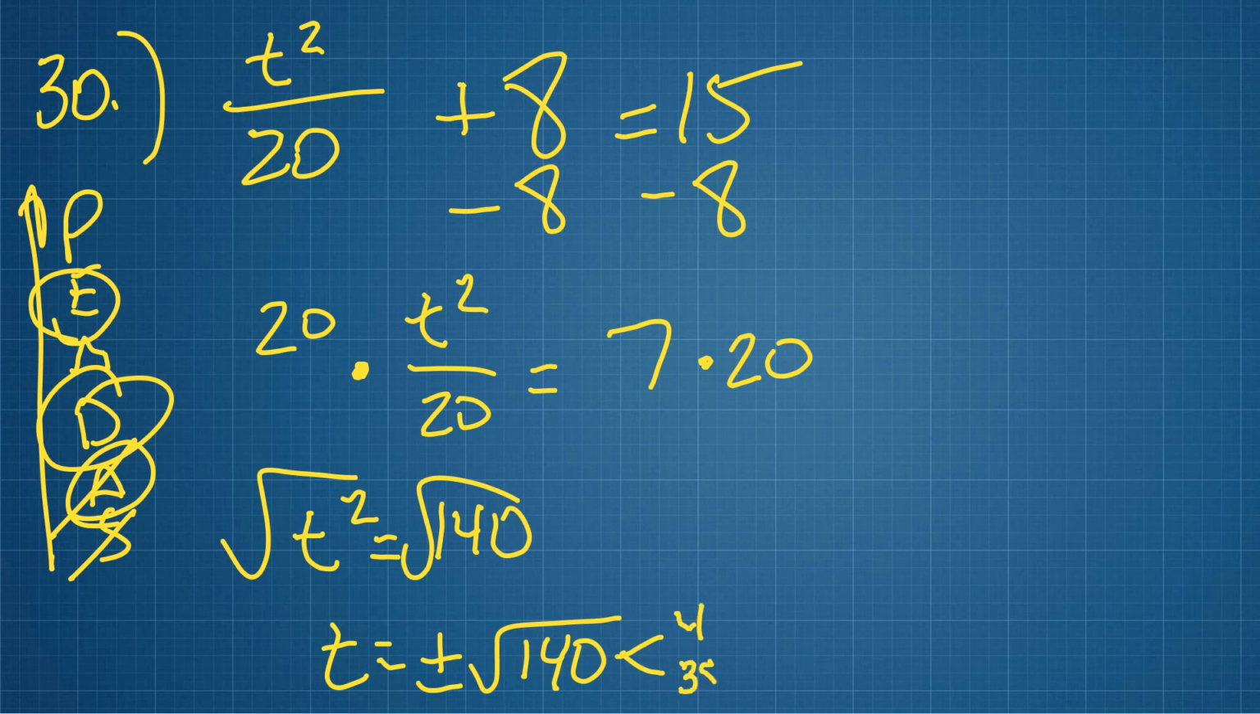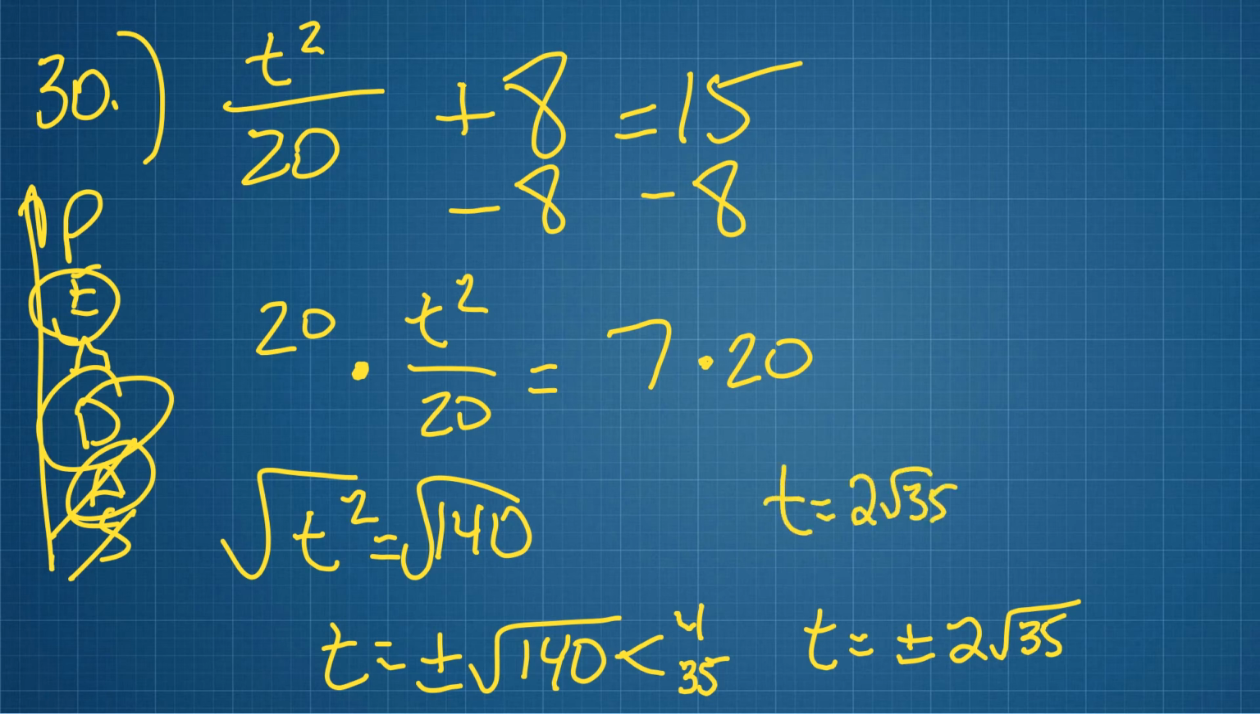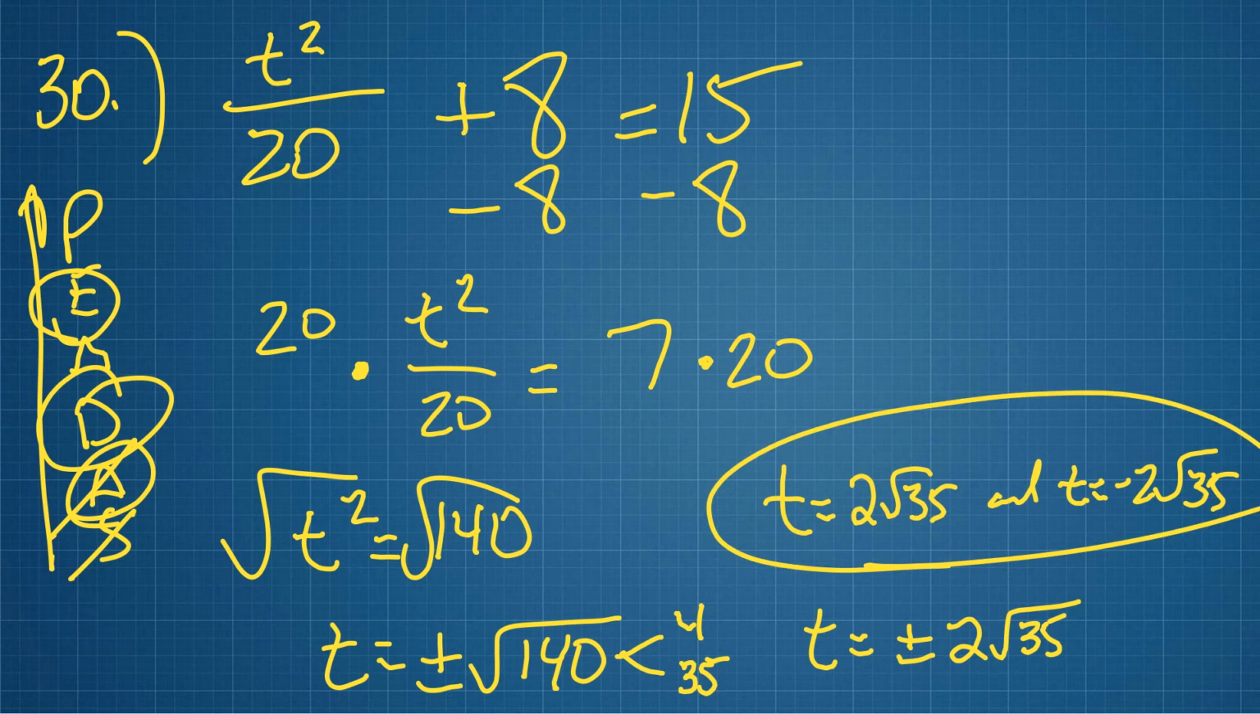140 is 4 times 35. 4 is perfect, 35 is not. So my final answer is t equals plus or minus, already happened, 2 comes out, radical 35. So I finish my answer as t equals 2 radical 35 and t equals negative 2 radical 35. And that's it for 30.